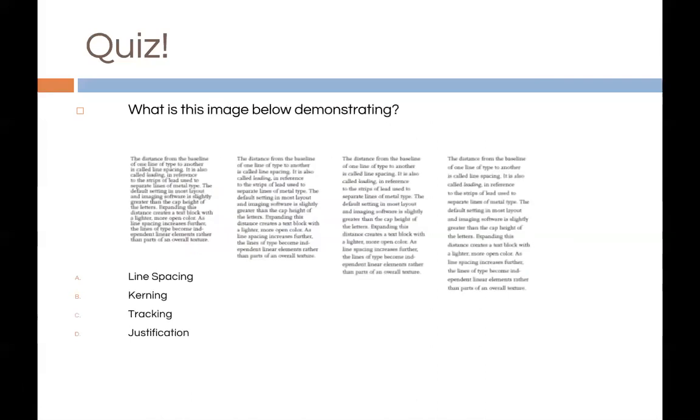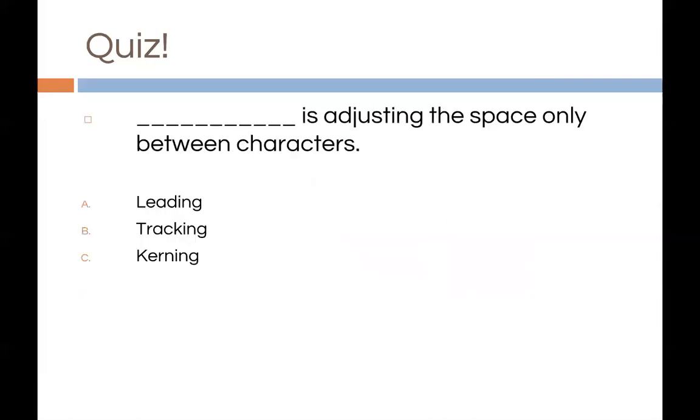What is this image below demonstrating? A, line spacing, B, kerning, C, tracking, or D, justification? And the correct answer is A, line spacing. Then blank is adjusting the space only between characters. A, leading, B, tracking, or C, kerning? And C, kerning is correct.